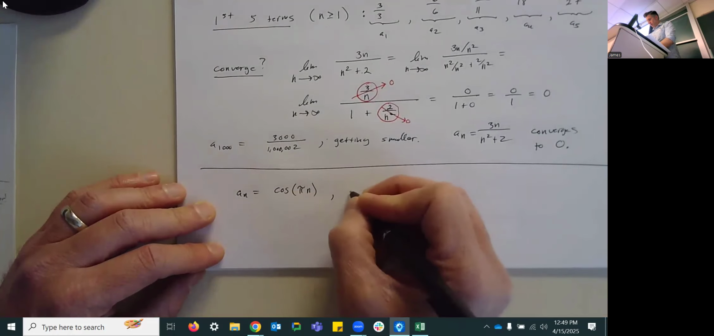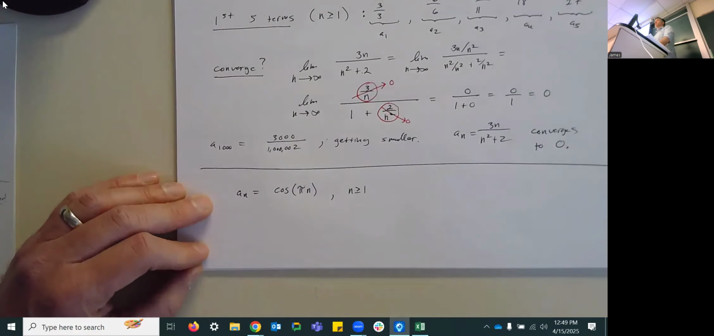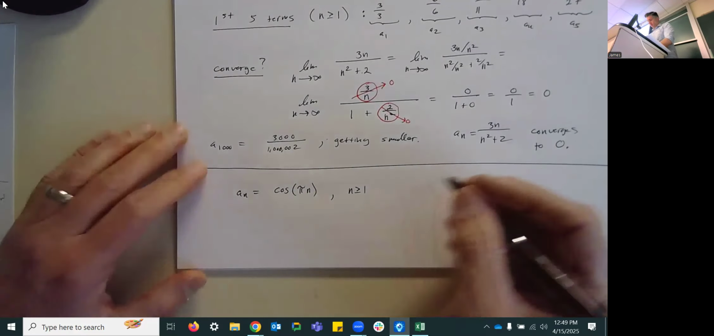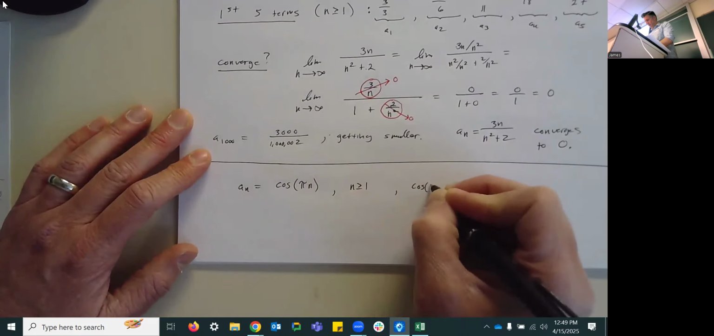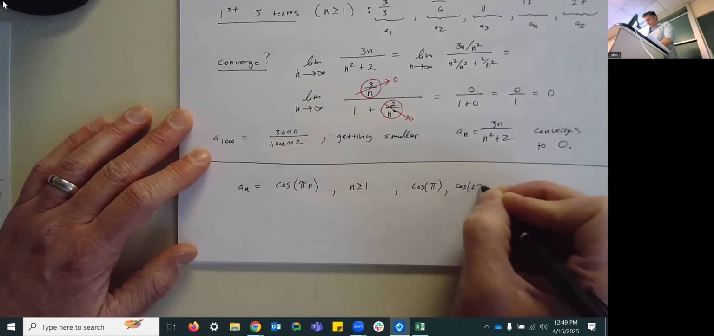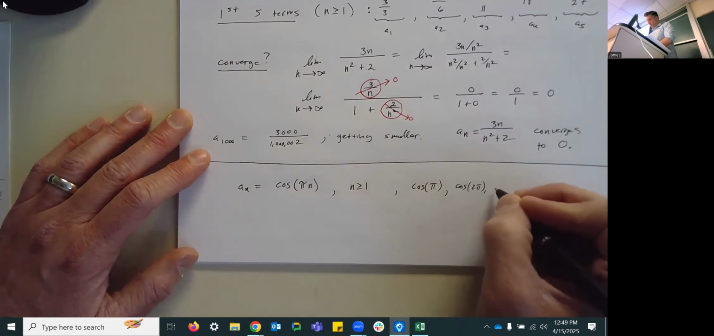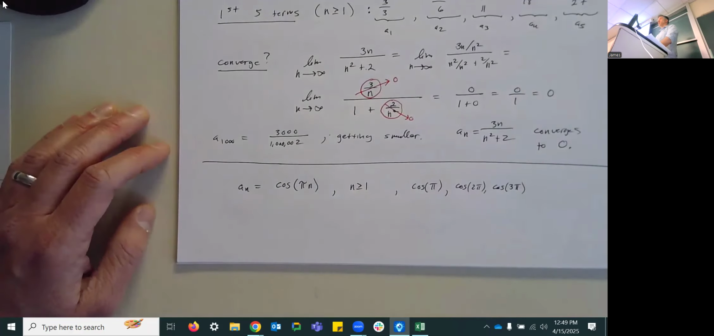So it's terms starting with n equal to 1, so I usually write it this way, n is bigger than or equal to 1 to indicate that we start at 1, and then the next one is 2, and then 3, and then 4. So if we plug in 1, our first term is going to be cosine of pi. Our second term is going to be cosine of 2 pi. Our third term is going to be cosine of 3 pi, but cosine of 3 pi is the same as cosine of pi. Right? Those angles are coterminal.